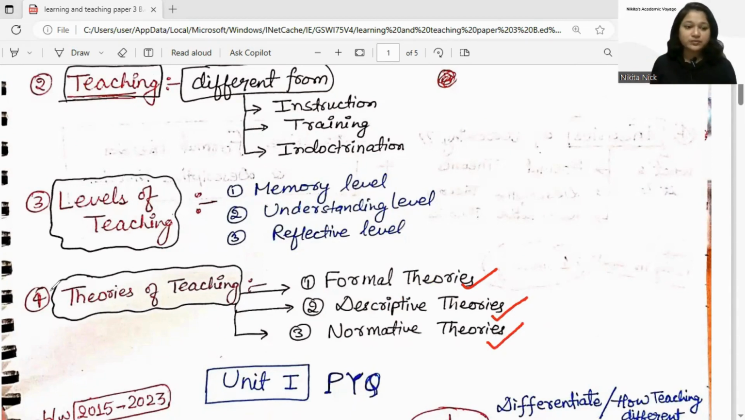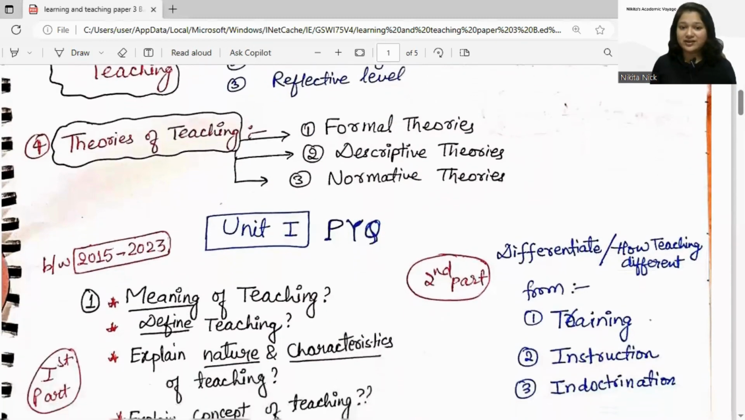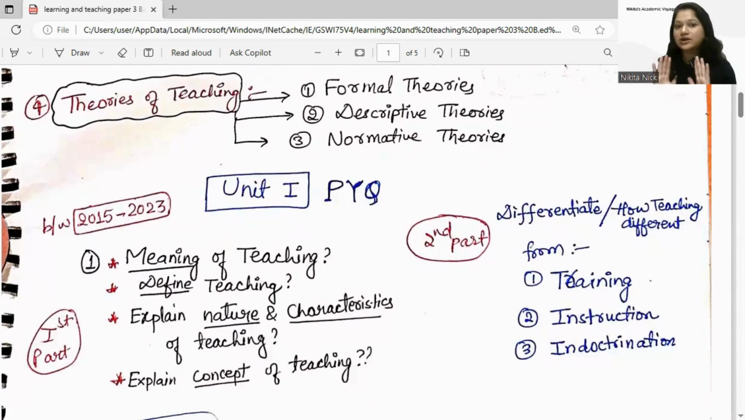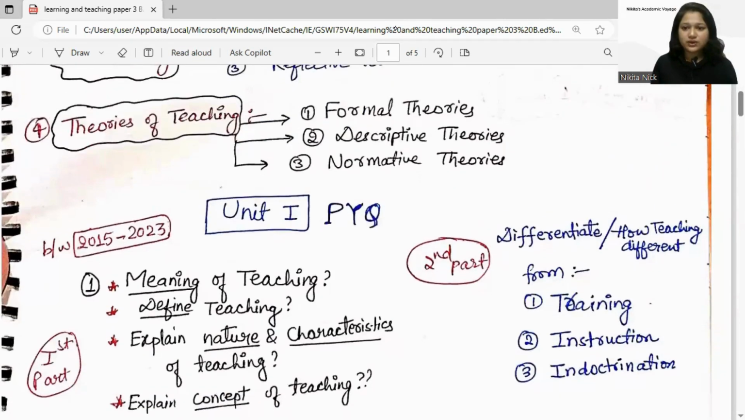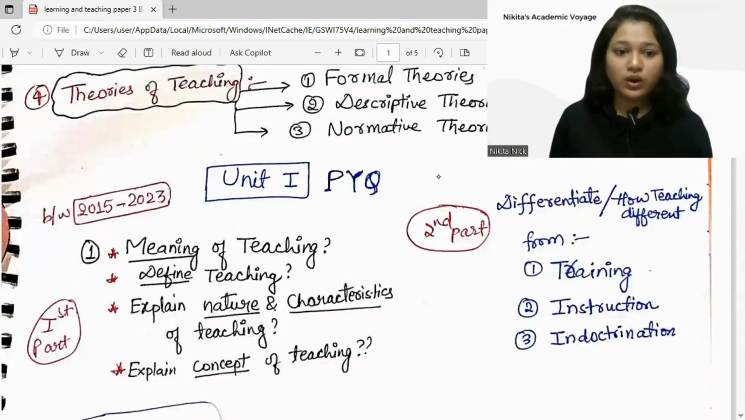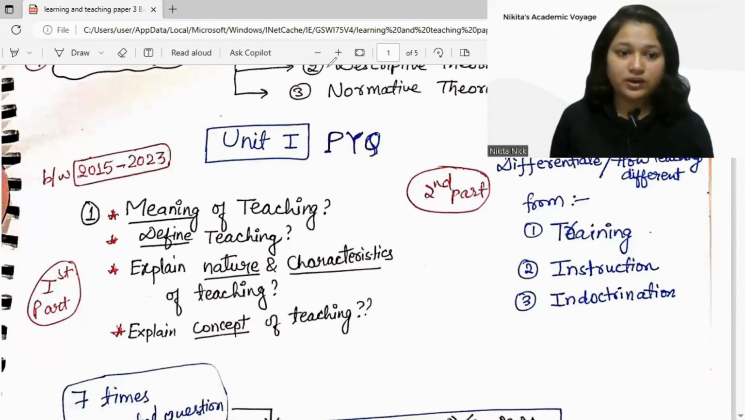Got my point? Now we're going to see what are the questions that were asked from Unit 1, particularly from Unit 1. I've shown you the syllabus of Unit 1. I'm going to show you now PYQ, previous year question paper of Unit 1. So between 2015 to 2023, okay? Let me show you this, that between 2015 to 2023, you got one question that is really important.